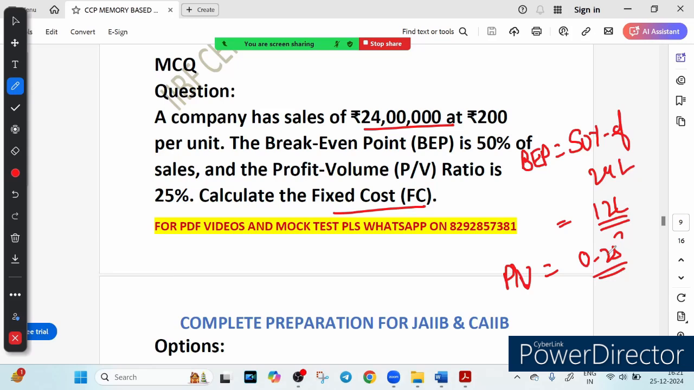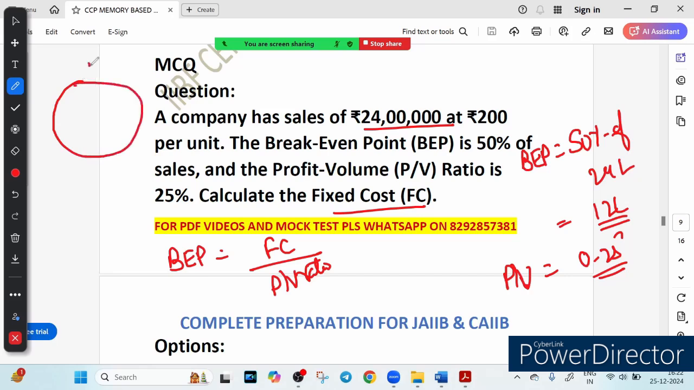First of all, you should know the basic formula to compute it. The formula is quite simple: BEP, break even point, is equal to fixed cost upon P/V ratio. Let me give you how this formula came. Let me just remind you.